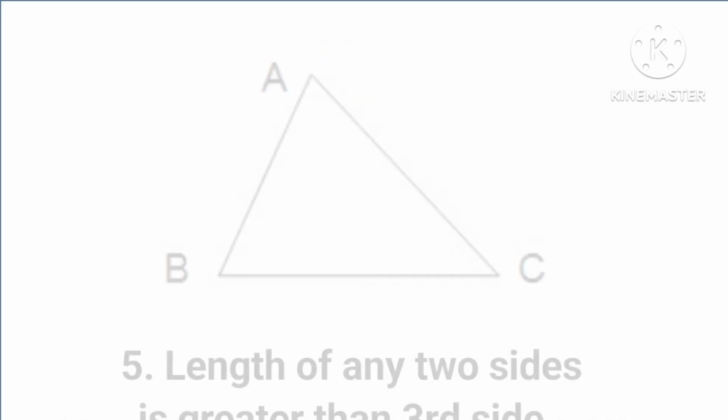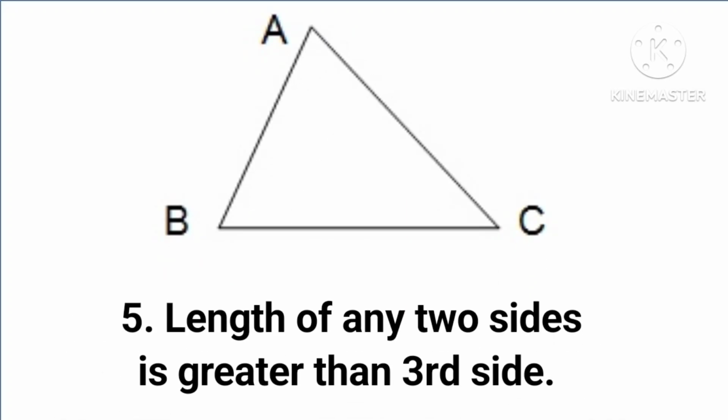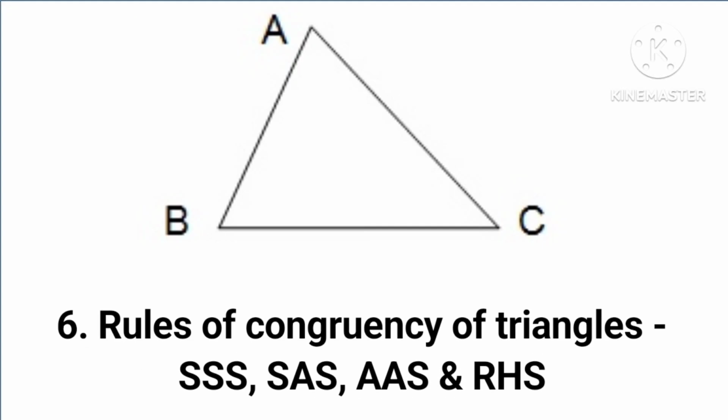5. In any triangle, the length of any two sides is greater than the third side. 6. Rules of congruency of triangles: SSS, SAS, AAS, and RHS. Very often you will have to use these rules for proving congruency of triangles. Rules are simple. If you practice, you will become a master in no time.